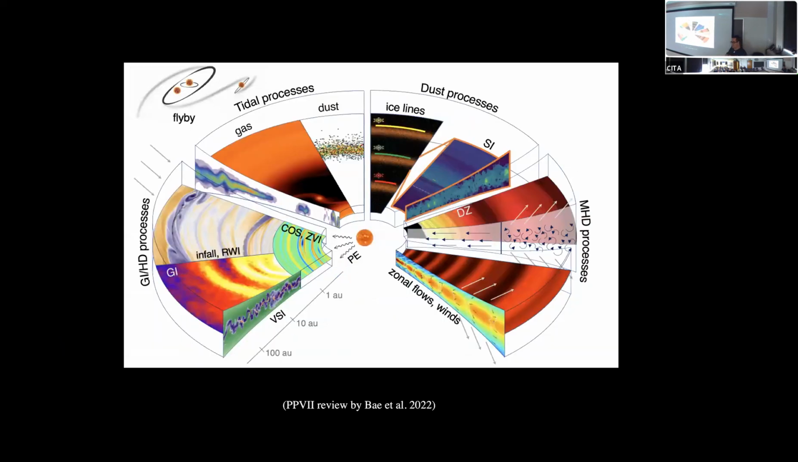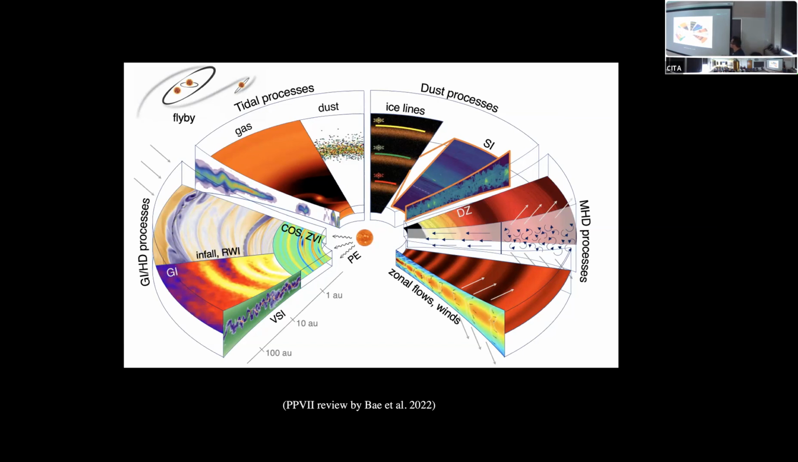There is also a plethora of different processes that people have discussed to actually create some of these structures, including gravitational instability and HD processes. They have a set of names here that I'm not going to be describing. Tidal processes like flybys from stars, or tidal torques from a planet. Dust processes like ice lines, or the streaming instability, MHD processes, of course, zonal flows. There are many of them. The thermal instability, which would be here in the dust process, I assume.